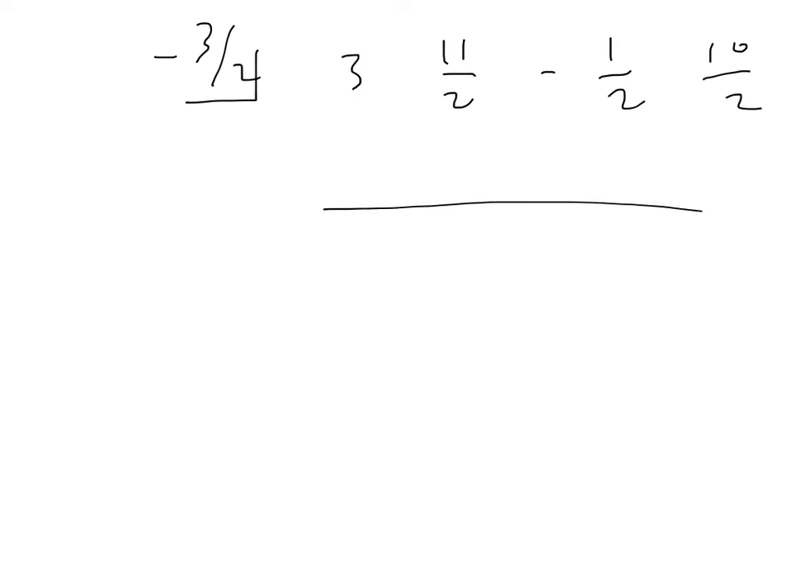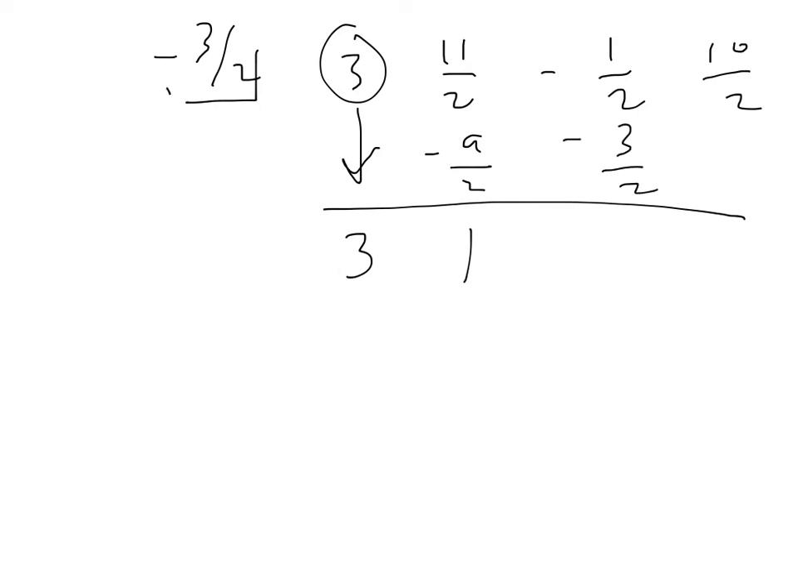Alright, so I'm going to go through and again just perform the synthetic division. So bring down the lead coefficient and multiply. Negative 3 over 2 times 3 is negative 9 over 2. And add, I'll get 2 over 2, which is 1. Then multiply again. Negative 3 over 2 times 1 is negative 3 over 2. And add, I'll get negative 4 over 2, which is negative 2. And then multiply again. Negative 3 over 2 times negative 2 is positive 6 over 2.